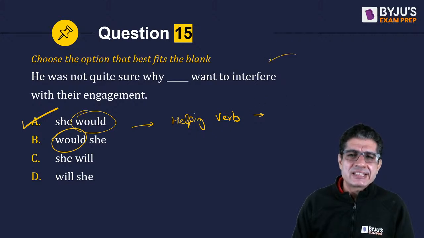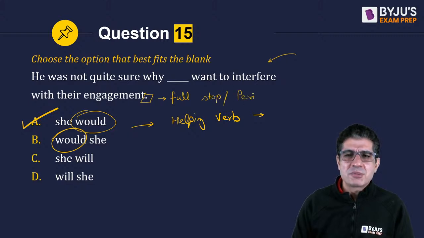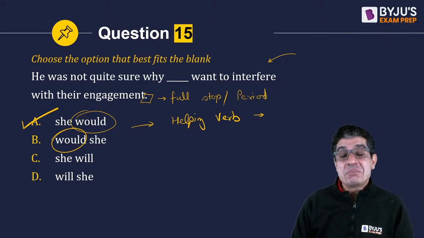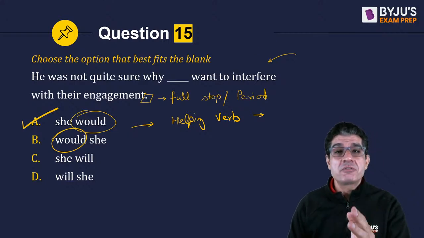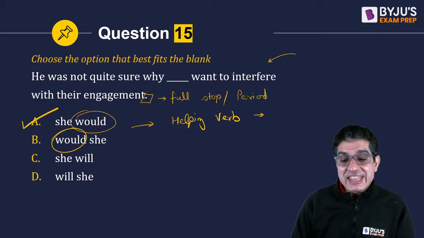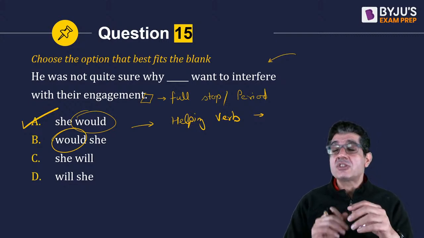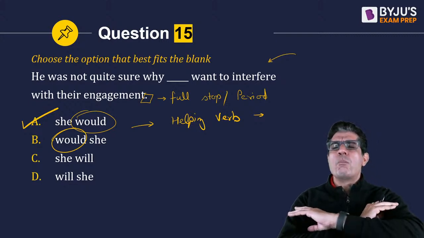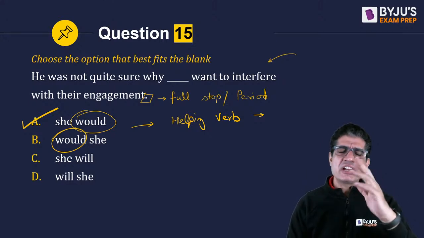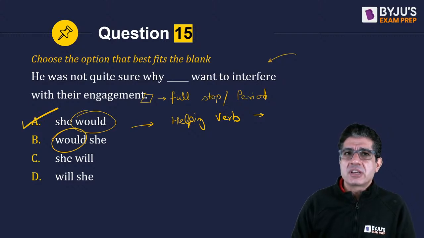But look at this sentence. Look at the terminal punctuation mark. It is a full stop or a period to be more appropriate. Not a question. And because it is not a question, the helping verb should come after the subject. And that is why the right answer is A. This is a mistake that I see so many people make around us that I can't even tell you. I think 70-80% of the people make this mistake.